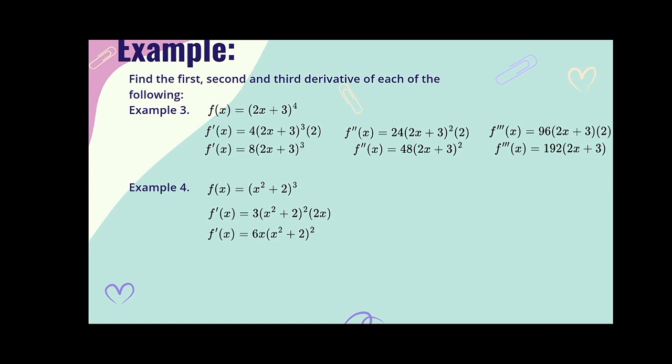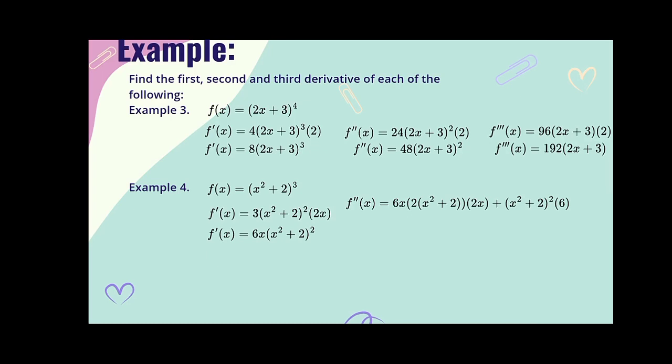Then we simplify it by multiplying 2x times 3, which is equal to 6x times the quantity of x squared plus 2 raised to 2. So now we will get the second derivative of 6x times the quantity of x squared plus 2 raised to 2.